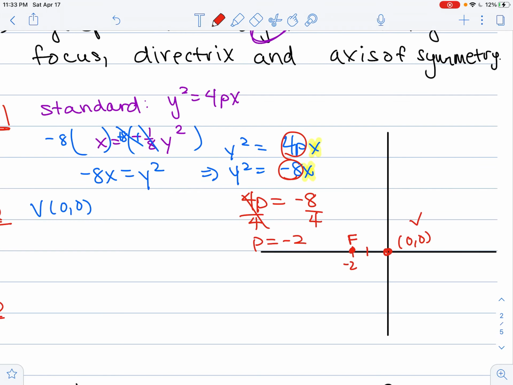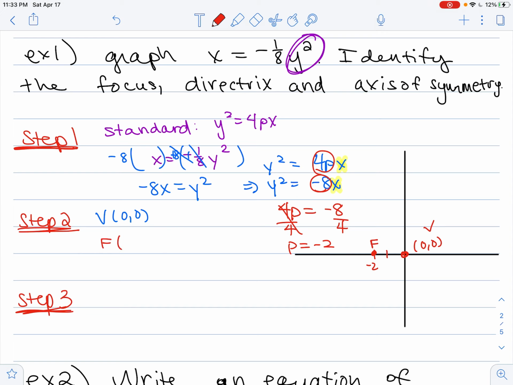And then our directrix, remember, our focus is going to be to the left, so it's going to be -2, 0. And our directrix is going to be the other way, so a negative value of p, which in this case is +2. And that is a vertical line at x equals 2.